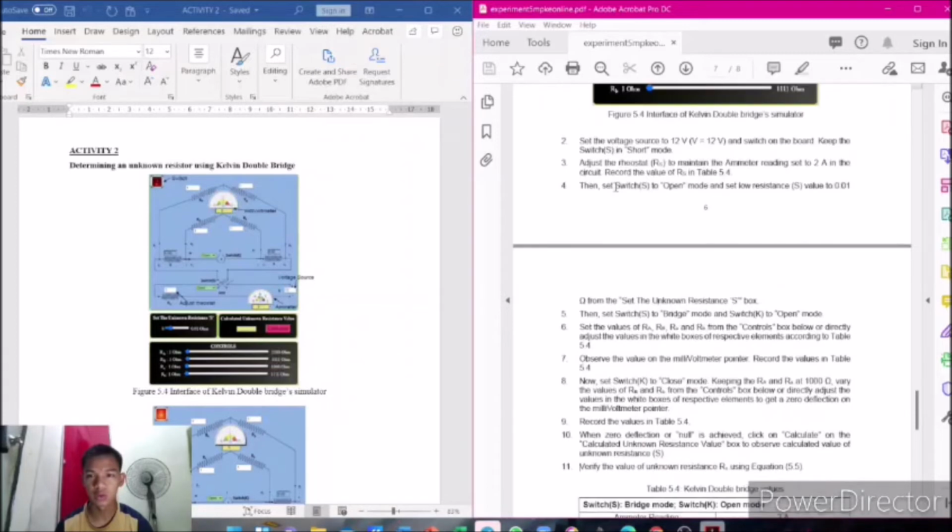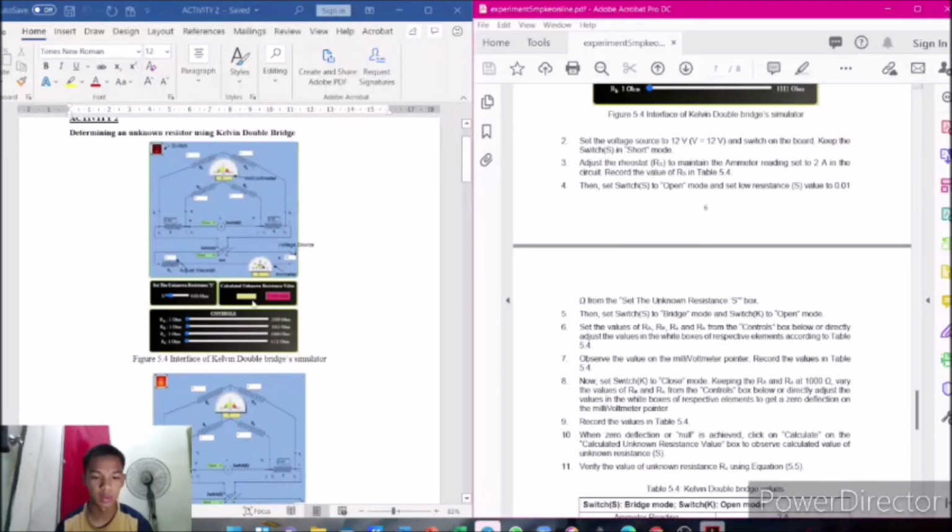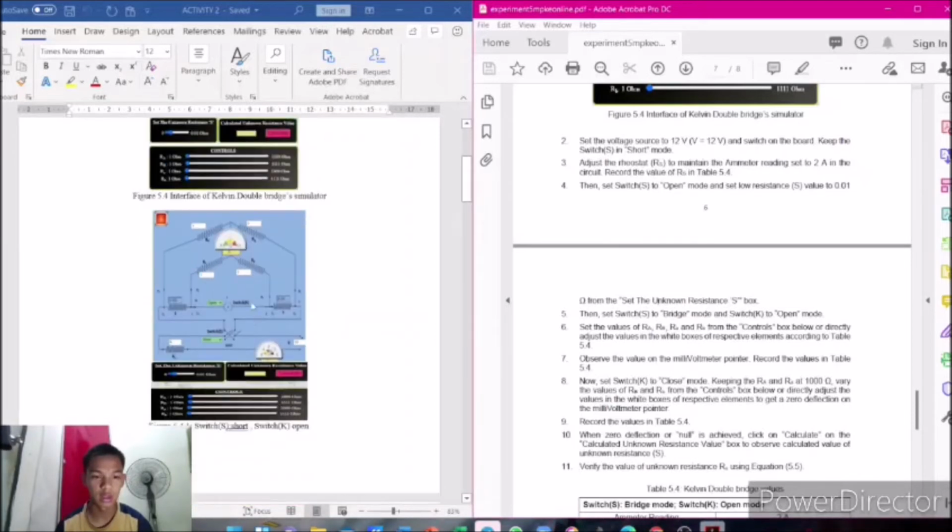First, we need to switch on the voltage source and switch on the power. Then keep switch S in short mode, switch K in open mode. Then adjust the emitter to ampere. Then record the value of RS in table 5.4.